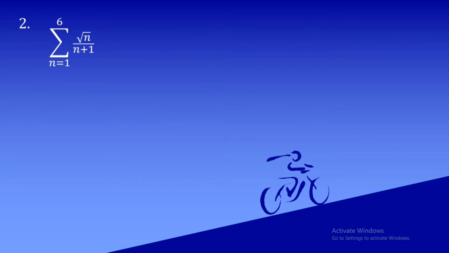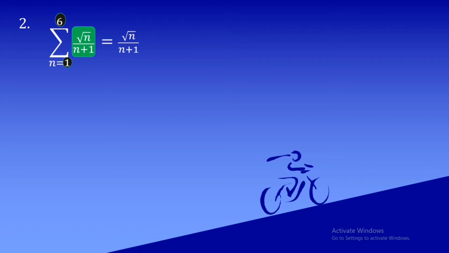Okay, for number 2, the summation of the square root of n over n plus 1. We're using the variable n here, from n is equal to 1 to 6. So the formula for the terms is square root of n over n plus 1. The lower bound is 1 and the upper bound is 6.